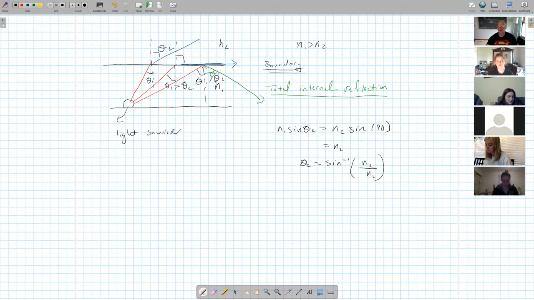So for different indices of refraction, we have different critical angles. So again, any angle which is greater than this critical angle, theta critical, leads to only internal reflection. Total internal reflection. So there are zero refracted rays.